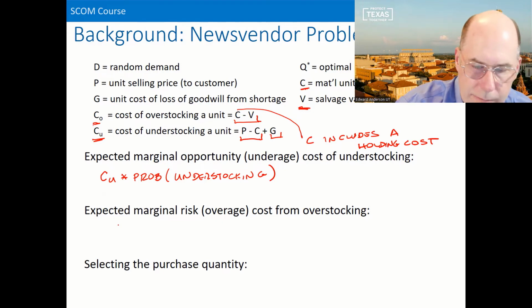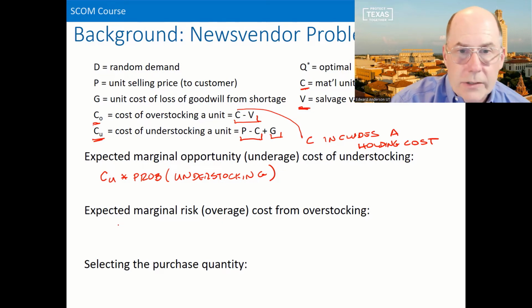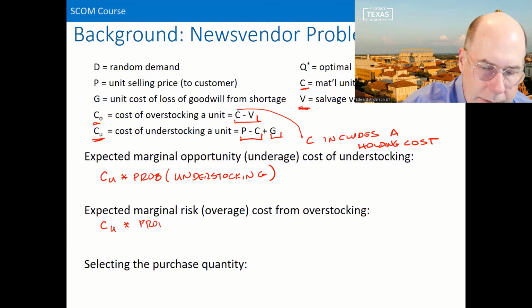The costs or marginal risk, the expected marginal risk cost from overstocking, also called the overage cost, is CO times the probability of overstocking. And I'm not going to write out every letter. You get the idea.